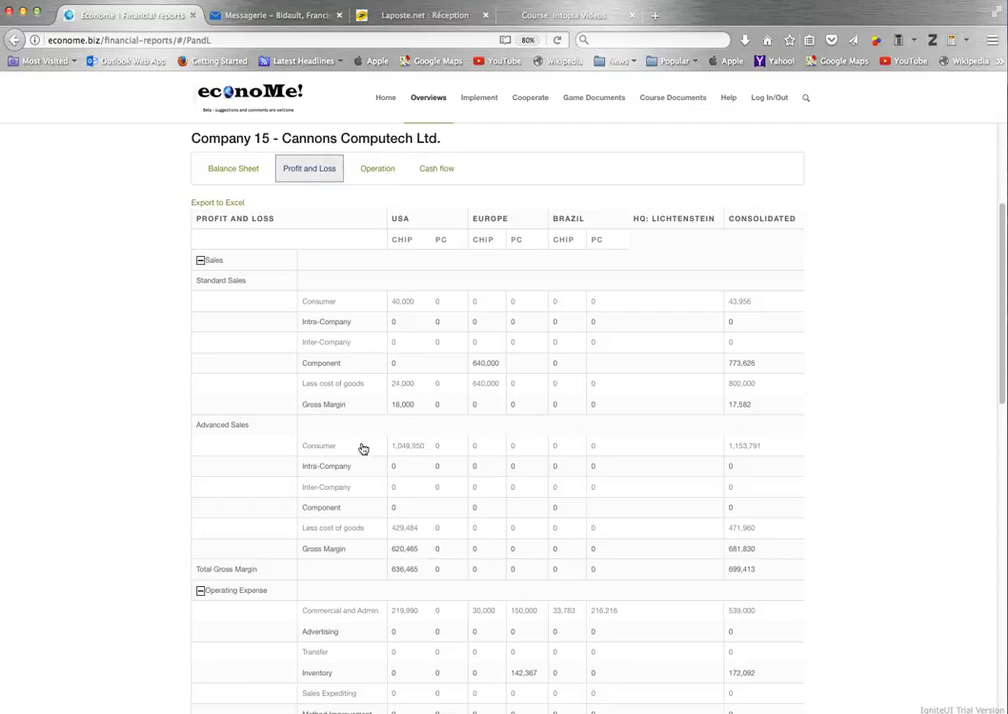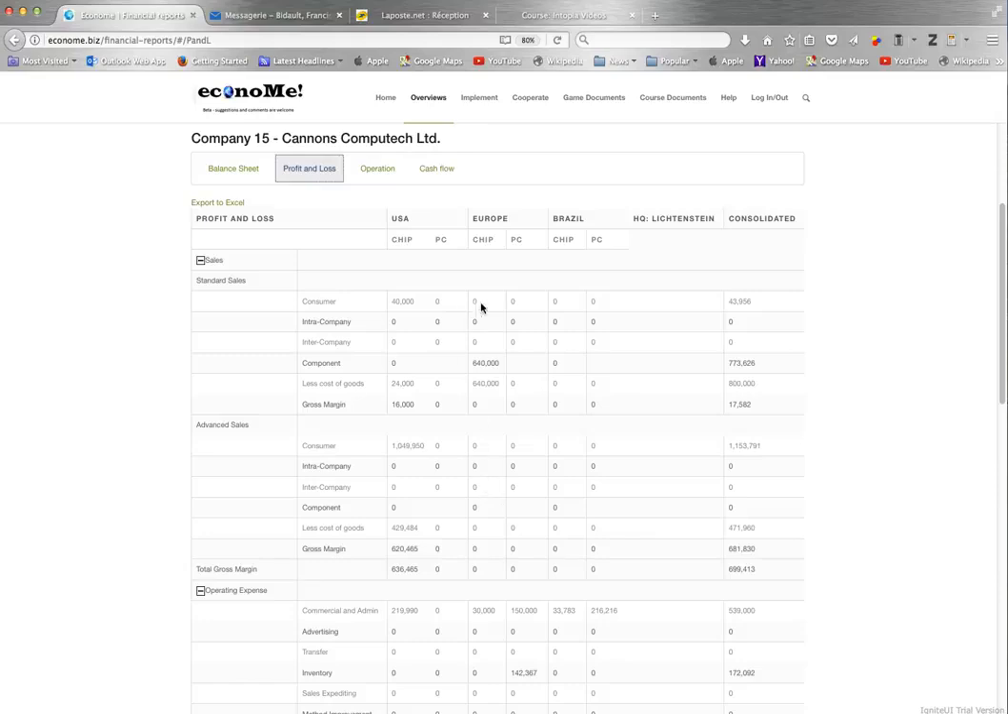When we go to advanced sale, this is the sale of deluxe goods, the higher category of the two that you sell. The same structure will be found. You have your sale figure, how much turnover you've made, minus what it cost you to make these goods that you have sold, and then you have a gross margin. The last line is the total gross margin, which is adding up the gross margin of the standard sales and the gross margin of the advanced or deluxe sales.